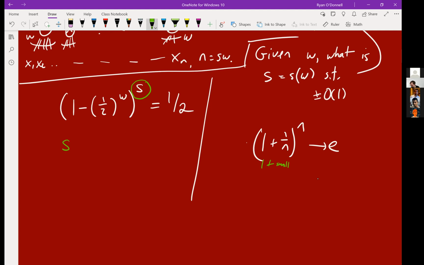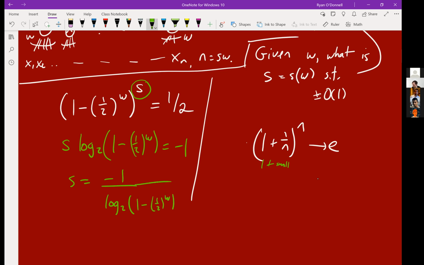I mean, okay, if you're really just brute forcing it, you'd say, okay, I'll take log base 2 of both sides: (1/2)^W equals -1, and then S equals -1 over log base 2 of (1 - (1/2)^W). And then you could say, well, that's all well and good, but that's kind of disgusting looking. We're trying to show that S is asymptotic to some nice expression.